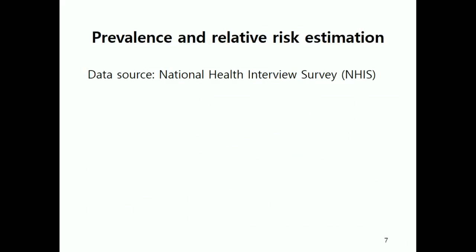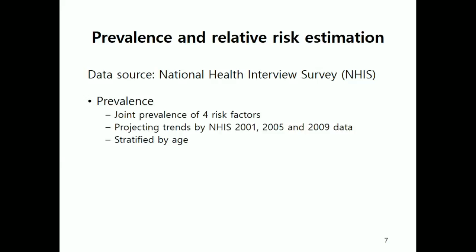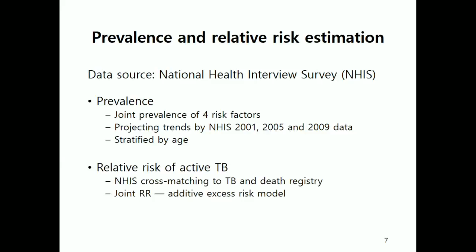The data on prevalence and the relative risk of active TB were from the Taiwan National Health Interview Survey. The NHIS is a cross-sectional survey with nationally representative samples, and the health information was collected by in-person interview. We calculated the joint prevalence and used 3 years of data to project the current trends of these risk factors. The prevalence was also stratified by age. The NHIS data can be cross-matched to the TB and death registries, so we estimated the relative risk for each single risk factor, and then used an additive excess risk model to estimate the joint RR. The relative risks for relapse rate and death rate were obtained from previous studies.